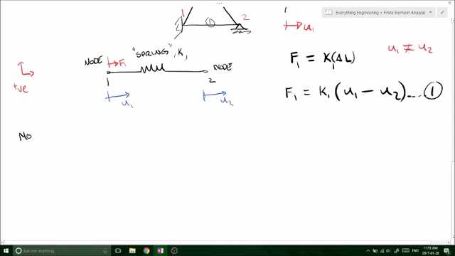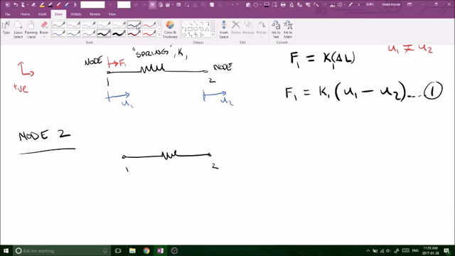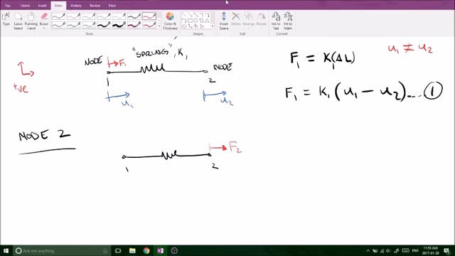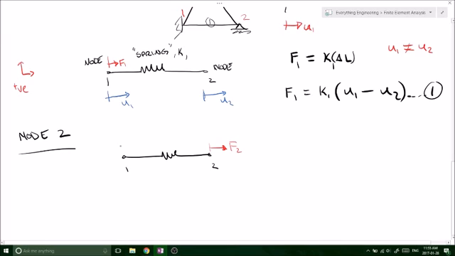Now if we consider node 2, and say we have an applied force on node 2. Same as node 1, I could have a potential for a U1 and a potential for a displacement U2. Using the same argument that we used on node 1, we can say that F2 is equal to K1 times U2 minus U1.